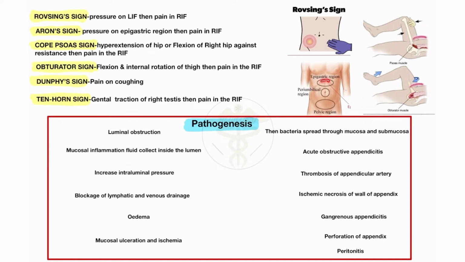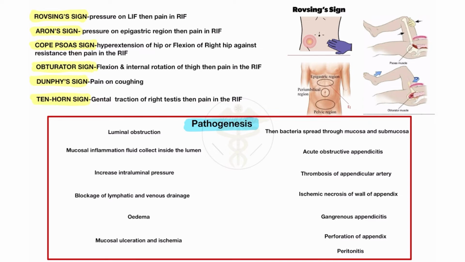So when you press in this region, the epigastric region, because I already told you about the 9 regions present in our abdominal cavity. So this is the epigastric region. When you press in the epigastric region, the patient also feels pain in the right iliac fossa. This is called Aron sign. It is also present in acute appendicitis patients.